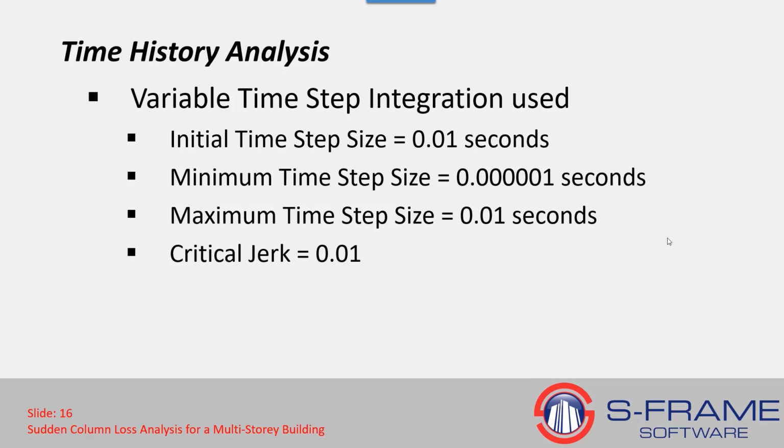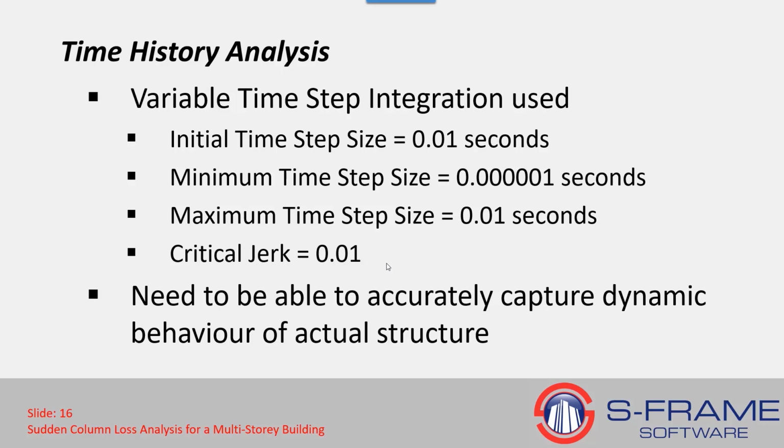In the case the algorithm senses a critical jerk greater than this magnitude of 0.01, it will then introduce another time step, and it will allow us to integrate the result much better than we could with the defaults in the constant time step integration. The reason we want to do this is because we want to accurately capture the dynamic behavior of our structure. If we have too large time steps, we're not going to be able to capture that, especially with a very sudden loading. With a very sudden loading, it could be possible that the loading could occur between two different time steps, and it could be missed entirely.